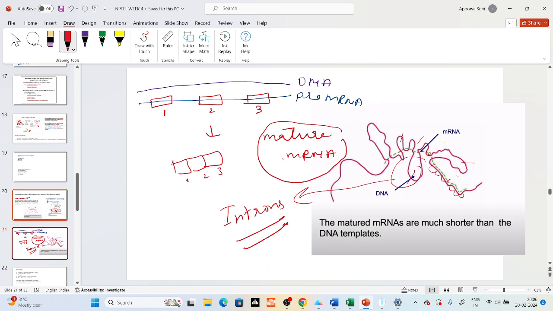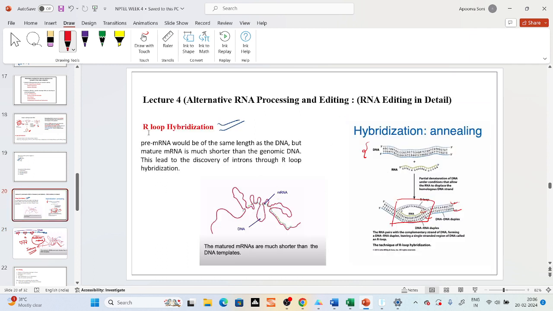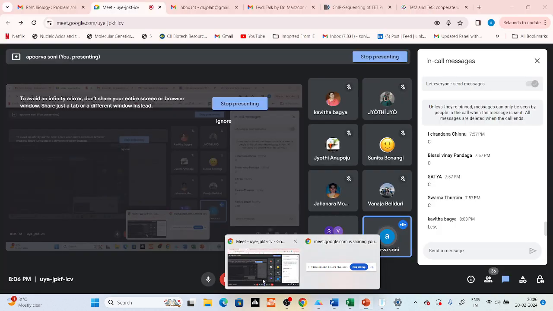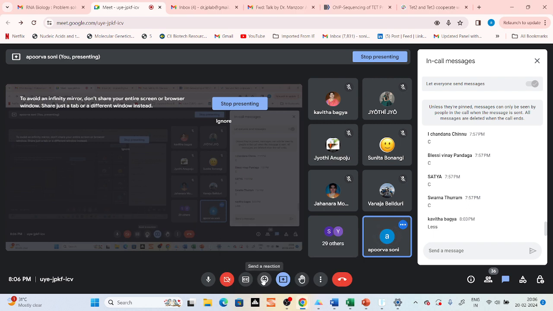So by employing the technique of R-loop hybridization, scientists were able to discover that there are certain regions which get looped out when mature mRNA is hybridized to DNA, whereas primary mRNA can completely hybridize with DNA. That means these looped out regions are the intronic regions. So is it clear to everybody? The discovery of R-loop hybridization? Yes or no?